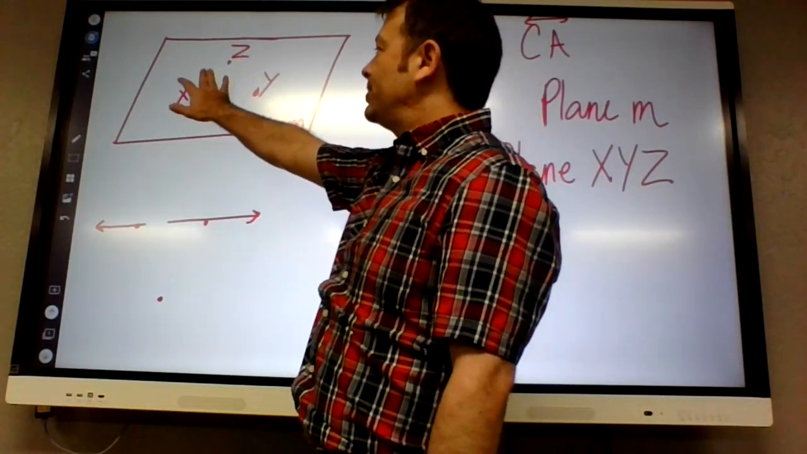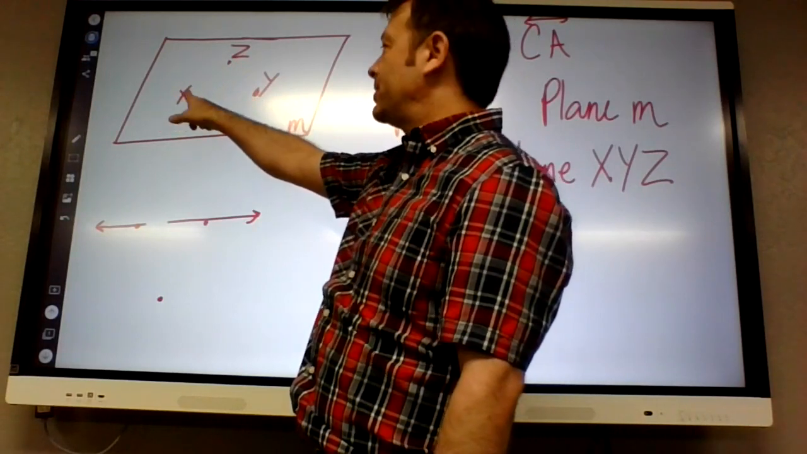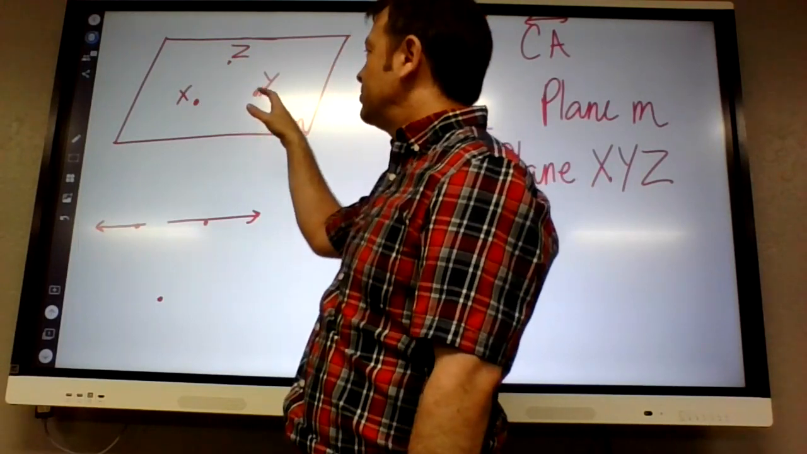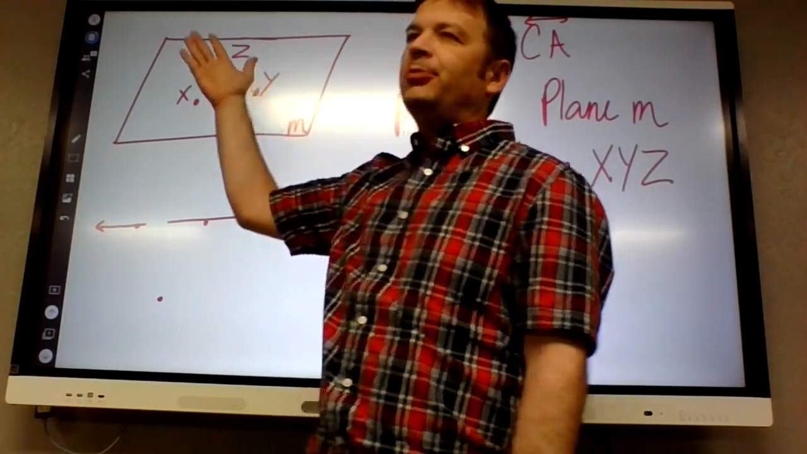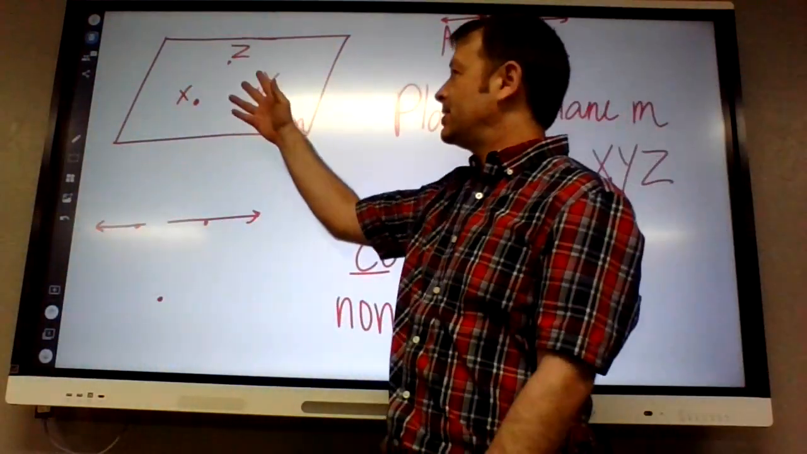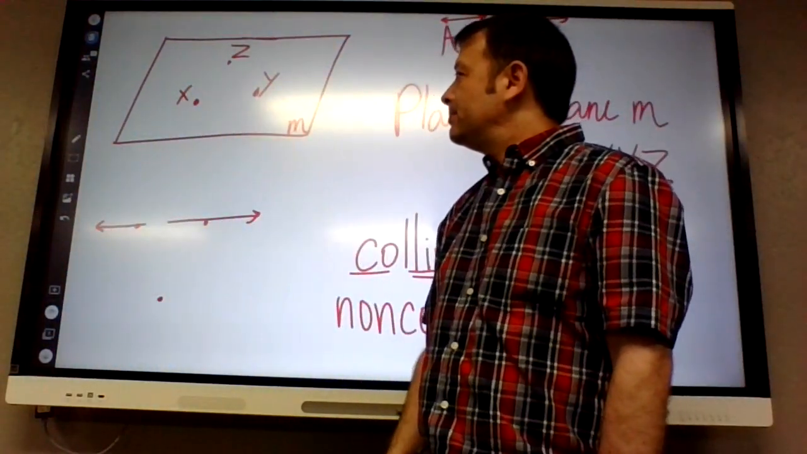Okay, coplanar points are points in the same plane, like this. X, Y, and Z are in plane M. Or you could say they're on plane M. Or you could say they're contained by the plane. Plane M contains X, Y, Z.